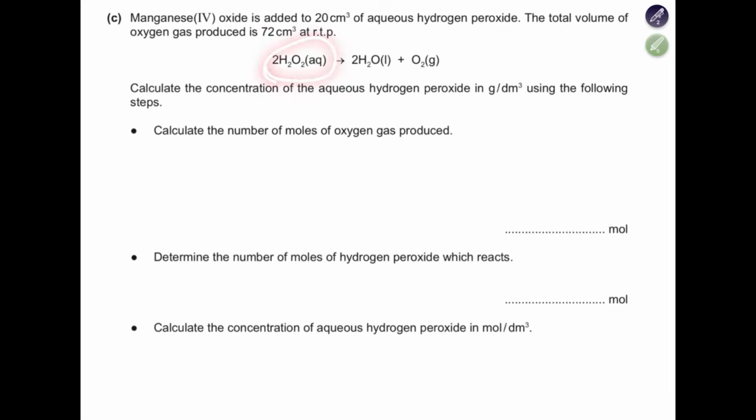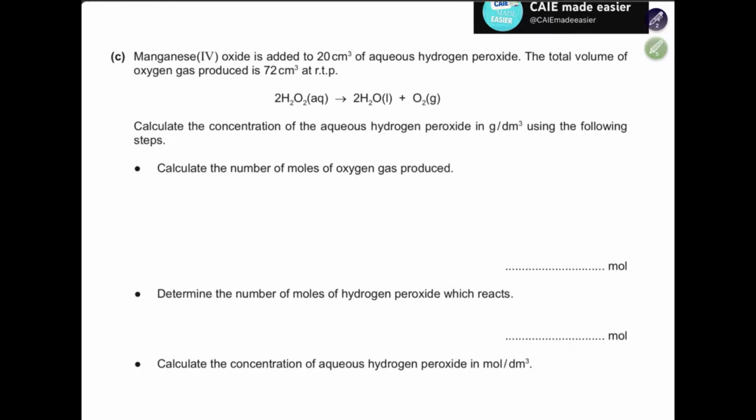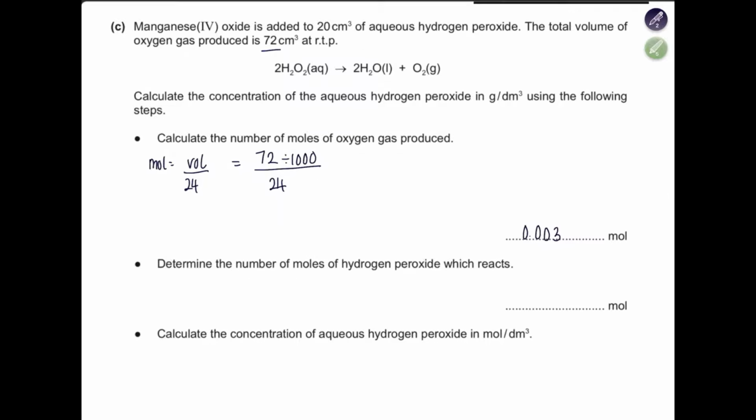Letter C. Manganese(IV) oxide is added to 20 centimeter cube of aqueous hydrogen peroxide. Okay, so we had hydrogen peroxide and a manganese oxide was added to it. The total volume of oxygen produced is 72 centimeter cube at RTP. Calculate the concentration of aqueous hydrogen peroxide in gram per decimeter cube using the following steps. First, calculate the number of moles of oxygen gas produced. So moles for gases is volume in liters divided by 24. So what is the volume of oxygen? It's 72. 72 divided by 1000 to convert it into decimeter cube, divided by 24, and we get 0.003 moles.